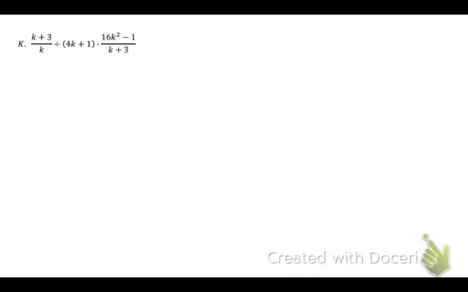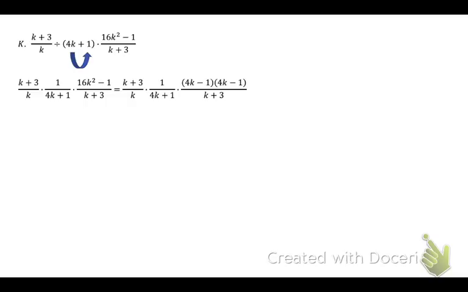Let's look at this one. So we have k plus 3 over k divided by 4k plus 1 times 16k squared minus 1 over k plus 3. Well, we're going to flip that middle one because we're just dividing that part. So that's going to be k plus 3 over k times 1 over 4k plus 1 times 16k squared minus 1 over k plus 3. That 16k squared minus 1 is the only thing we can factor. So that's going to become 4k minus 1 and 4k plus 1.